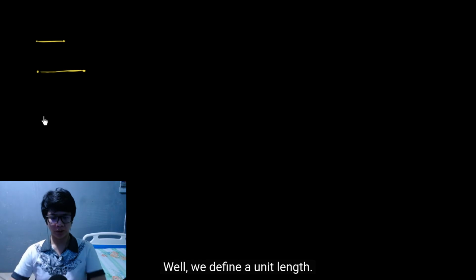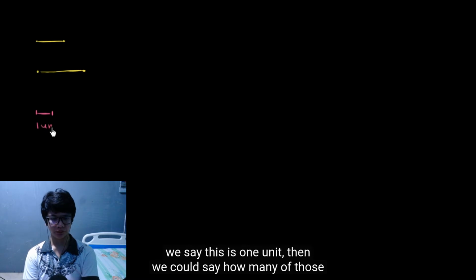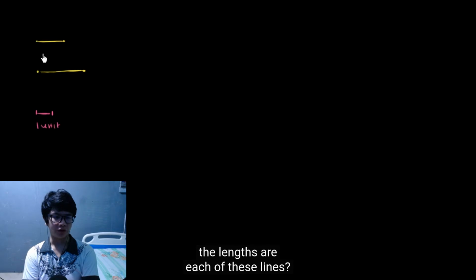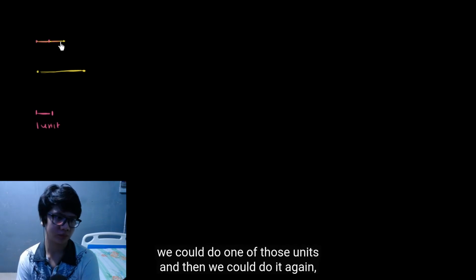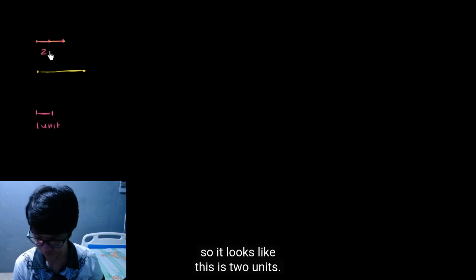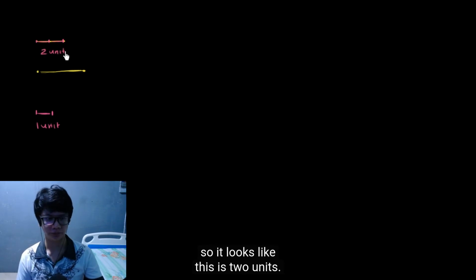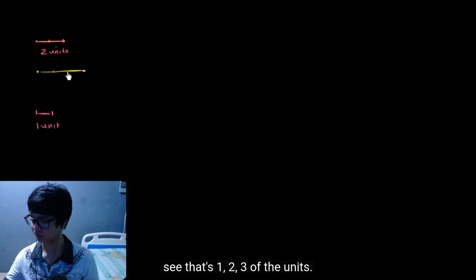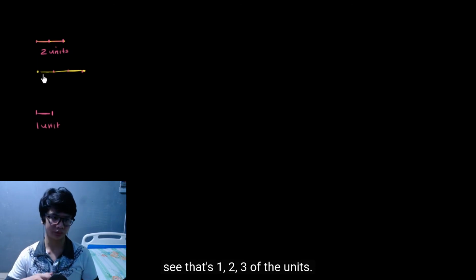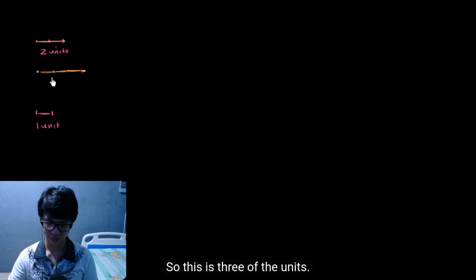Well, we define a unit length. So if we make this our unit length, so we say this is 1 unit, then we could say how many of those lengths are each of these lines. So this first line looks like we can do 1 of those units, and then we can do it again. So it looks like this is 2 units. While this third one looks like we can get, let's see, that's 1, 2, 3 of the units. So this is 3 of the units.